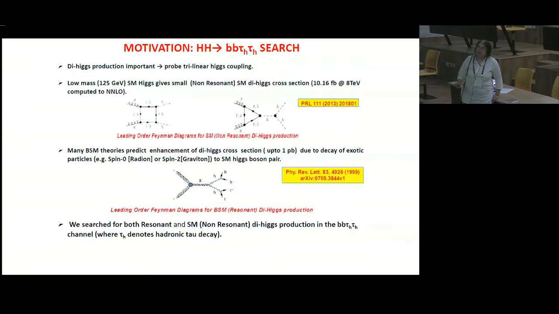Okay, but there are also other BSM theories which predict the enhancement of this di-Higgs cross section up to 1 picobarn. So from 10 femtobarn, we can go up to 1 picobarn due to the decay of exotic particles, for example, the spin 0 radion or the spin 2 graviton. So there are many theories which predict this. One of the main things that we have followed is extra dimensions, and this is the reference, the paper from which we have studied and started this search. So I think this battery is gone.